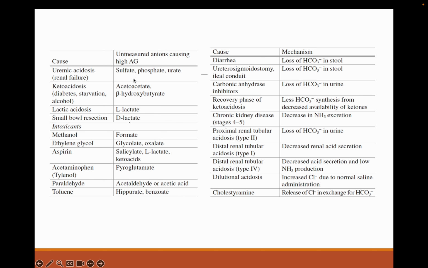In the case of uremic acidosis, sulfate, phosphate and urate. In the case of ketoacidosis, acetoacetate and beta hydroxybutyrate. L-lactic acidosis and D-lactic acidosis, I'll again discuss the importance of this. Ethylene glycol, glycolate and others. Pyroglutamate in the case of acetaminophen.